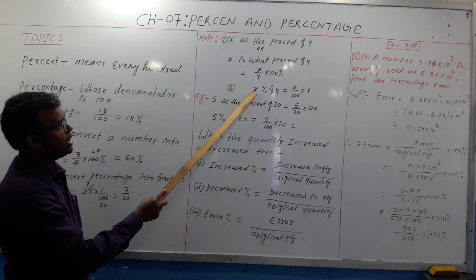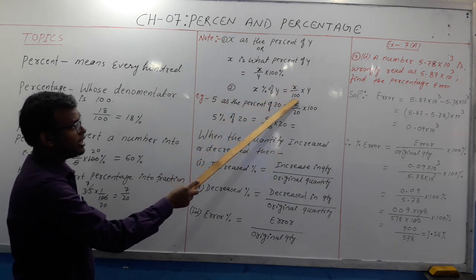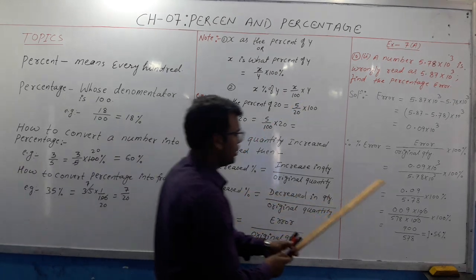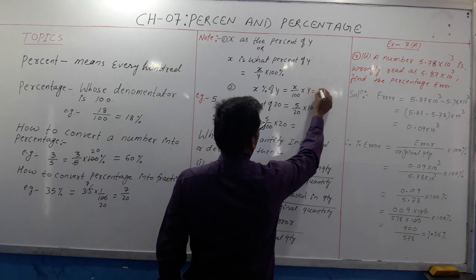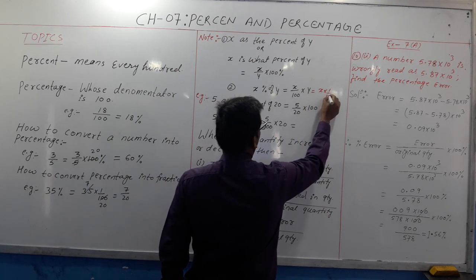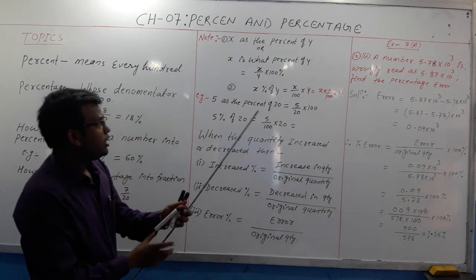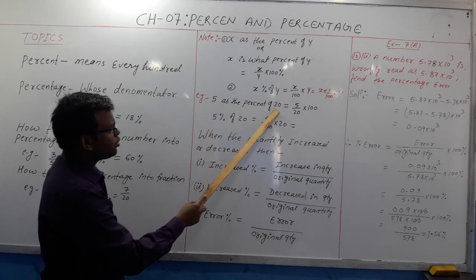Now the second one, x percent of y. That means x by 100 into y. Or even you can write this one, x into 1 by 100 into y. Is it clear?